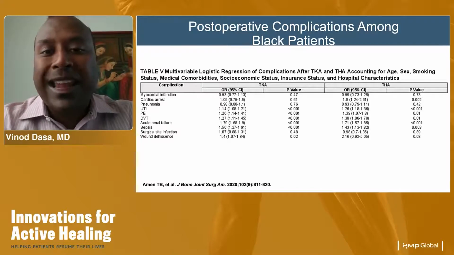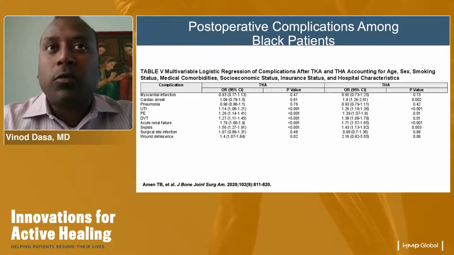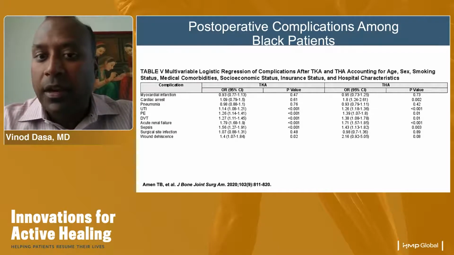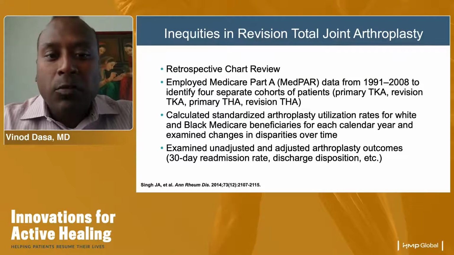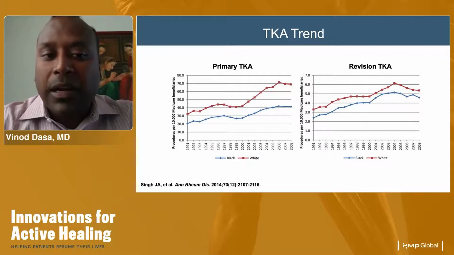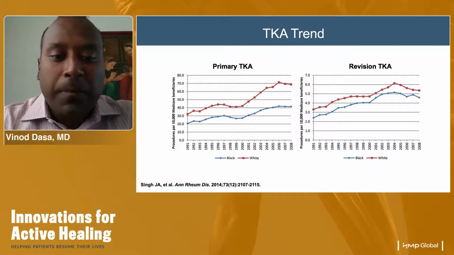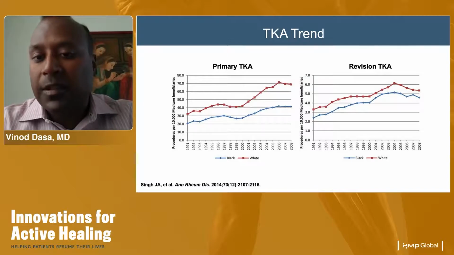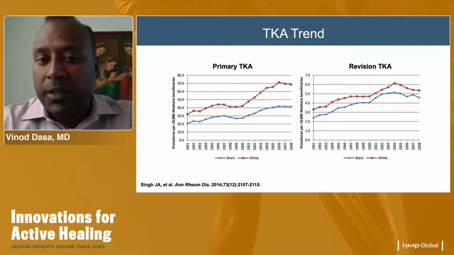So there's inherent bias within the system that goes well beyond the actual biology when we try to explain what's going on. When we look at another retrospective chart review, now at revision joint replacements and the impact of race and inequities on this, we see a similar trend, right? A higher utilization in white patients compared to non-white patients. We see the same thing in revision knee replacements.